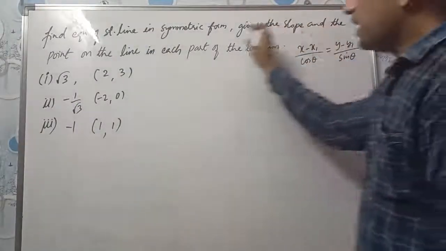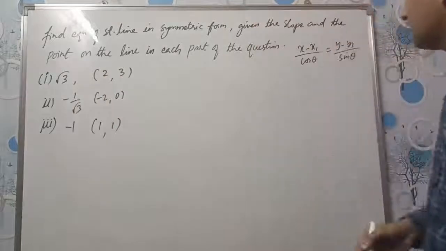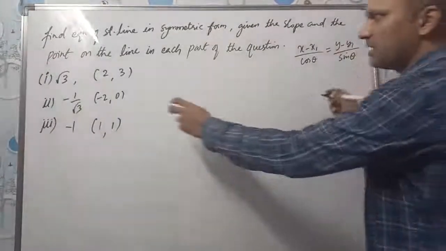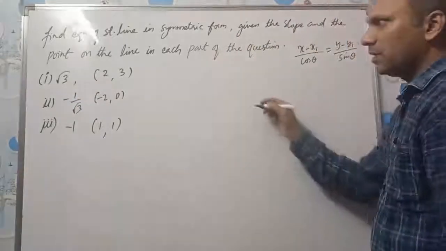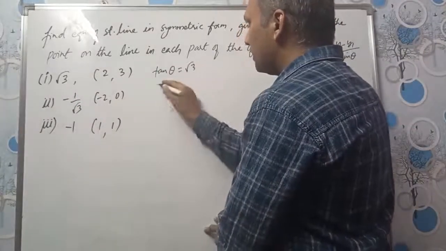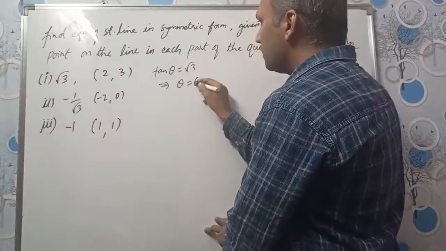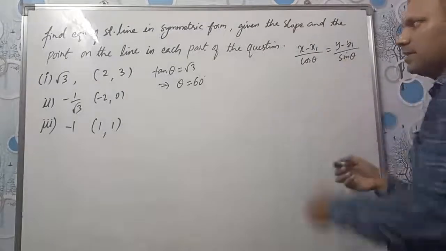Given the slope and the point. Slope is given and the point is also given. x1, y1 is given to us and we have the slope. See, tan theta is root 3, which means theta is equal to 60 degrees, right? So we can write cos 60 and sin 60 here.